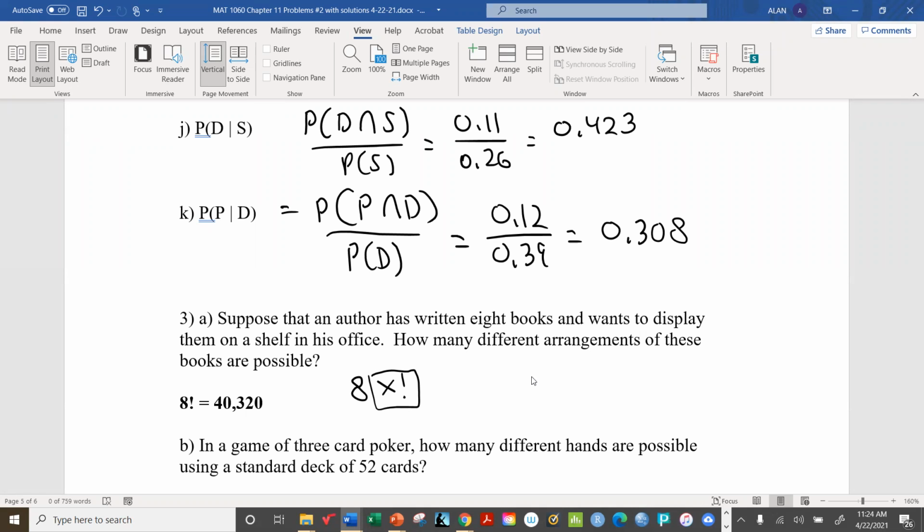Okay. Now, part B, in a game of 3-card poker, how many different hands are possible using a standard deck of 52 cards? Now, what this implies is that we have a deck of 52 cards and we're all getting 3 cards. We're not arranging the cards. We're choosing a collection or a smaller set from the entire deck. The order in which we are dealt the cards has no relevance to the value of the hands. So therefore, each hand is considered to be a combination. And with that in mind, we can now figure out how many combinations we can create when choosing 3 cards out of 52.